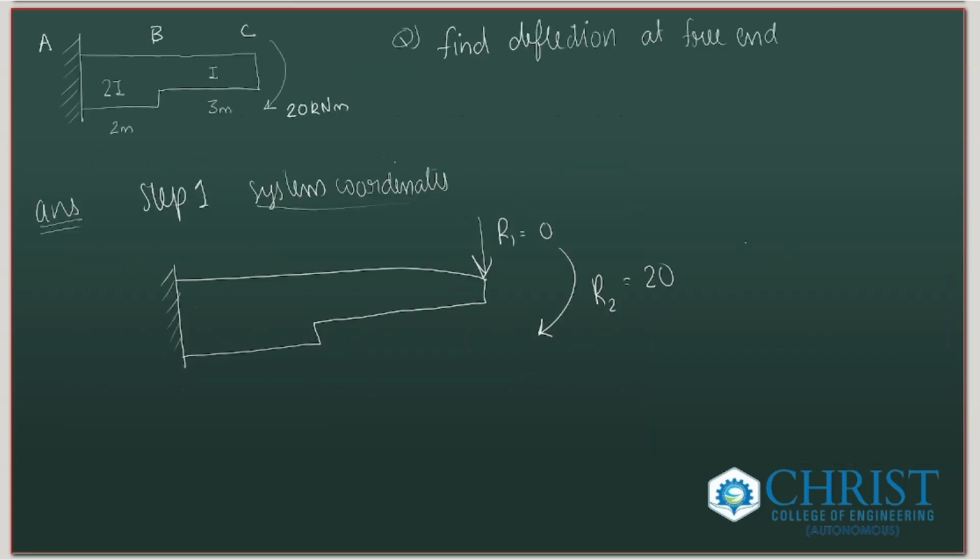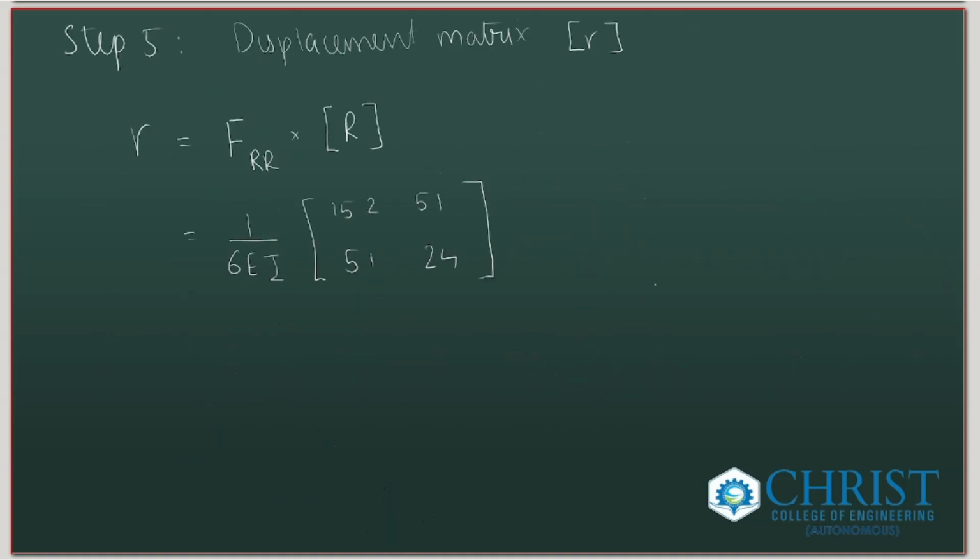From the question, we can see that the system's load matrix is 0 and 20. And upon solving, we get the values of the displacement matrix as 170 by EI and 80 by EI.